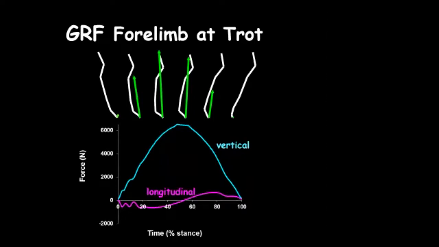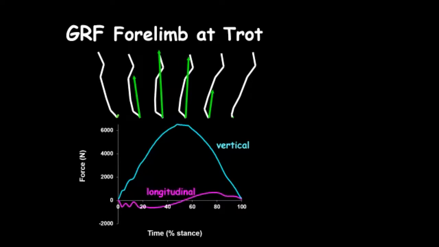And above here I have the stick figures that correspond with the graph below, and these are shown at 20% intervals of the stance phase. So at 0, 20, 40, 60, 80, and 100% of the stance phase. And then with the white stick figures, in green, I'm showing the ground reaction force vector that corresponds with that stick figure.